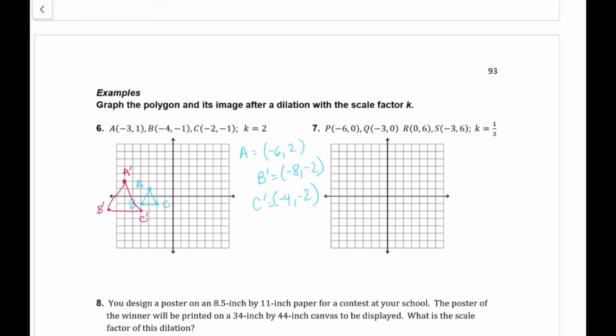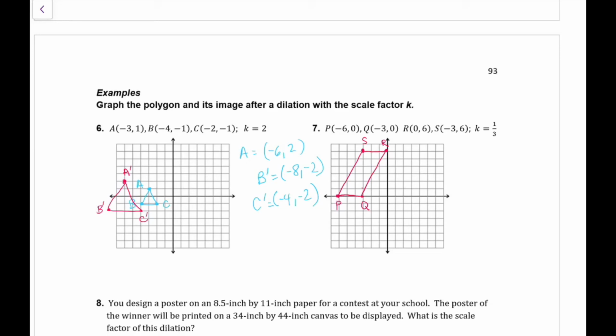On number 7, we have the point -6, 0. We have -3, 0. 0, 6 over 0 up 6, and -3, +6. This is a parallelogram. Let's go ahead and label the points S and R up top and P and Q on the bottom. Connect all the sides. Nice parallelogram there. So our K, our scale factor, is 1/3.